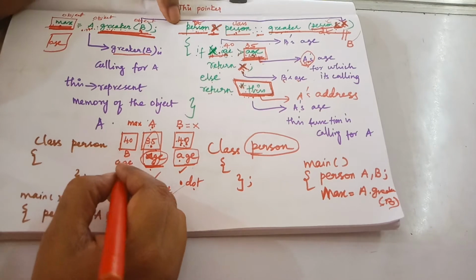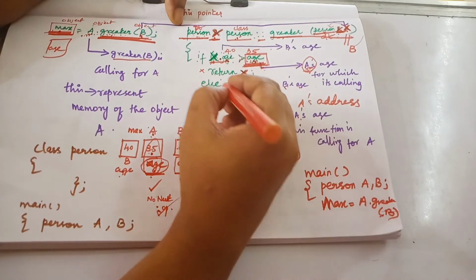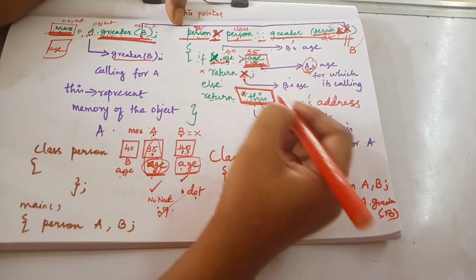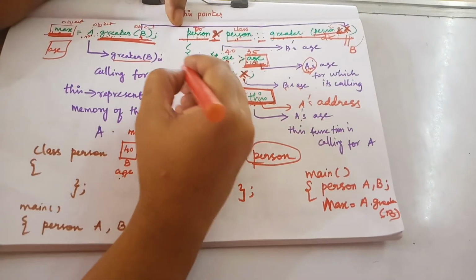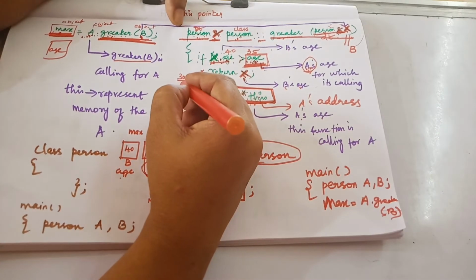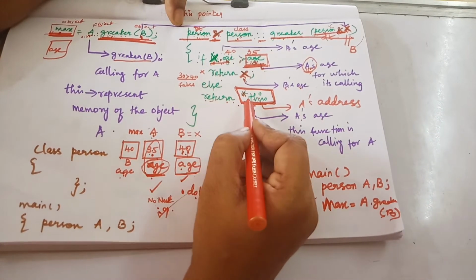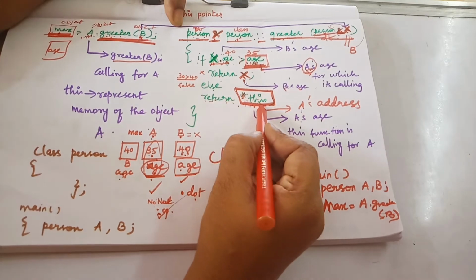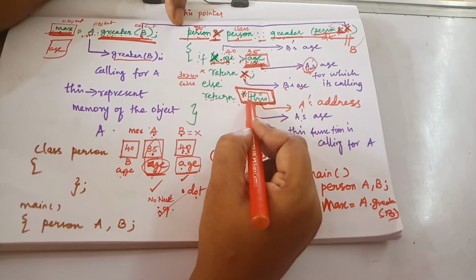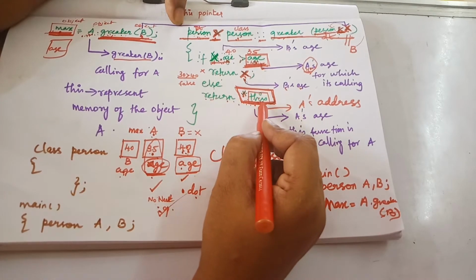So now the answer is age. If this is false, then it returns this pointer. It returns a value present in this address, right? If this is false, for example, 30 is greater than 40, in that condition this is false. So false means it's coming to here. Return the value which is present in this address. So what is this address? It consists of the address of the object for which this function is calling.